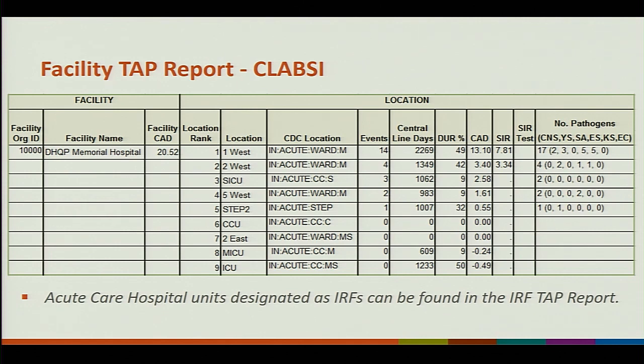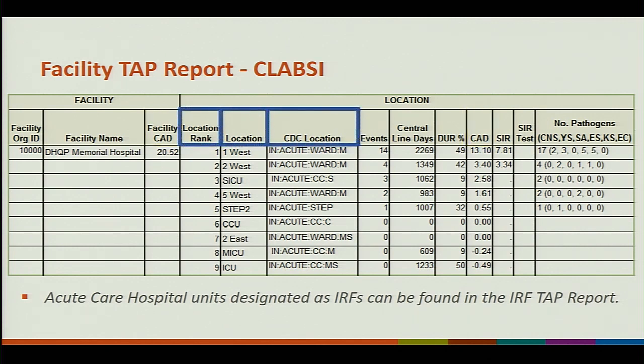All right, so interpreting TAP reports, just to break down what we're going to see in them. Of course, again, you're going to see your facility CAD and your location CADs highlighted in the different sections. Again, those first three columns refer to your facility information, and the latter columns are all about your location. So in that CAD column, you're going to get your CAD for each one of your locations. So for example, location ranked number 1, 1 West, has a CAD of 13.1.